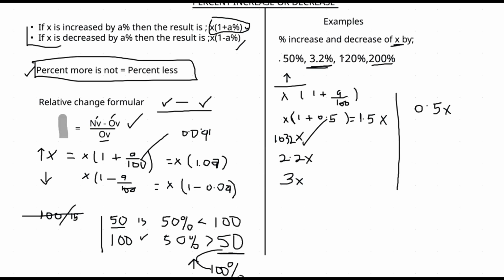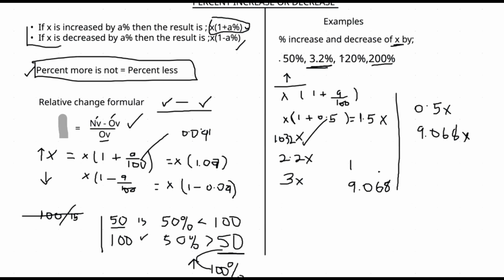Percent decrease by 3.2%. You divide this, you have 0.032, and 0.032, take it from 1, you have what? 0.968. So your answer will be 0.968x for percent decrease by 3.2%.